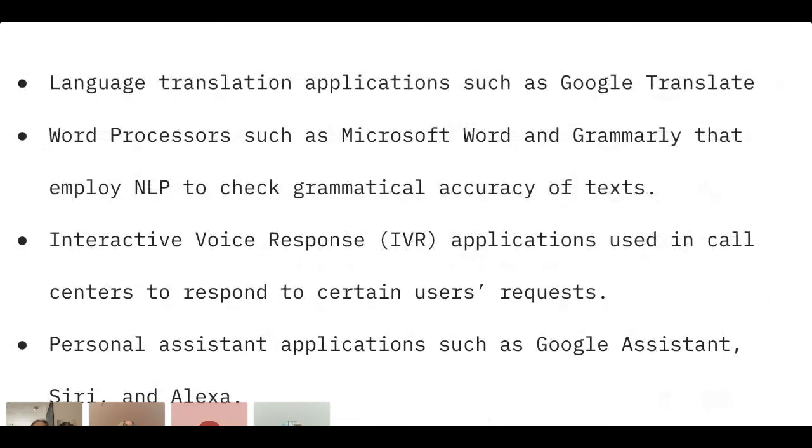When we're thinking about natural language processing, some example use cases would be things like Google Translate, word processors such as Grammarly or Microsoft Word when you're doing your spelling and grammar checks, and interactive voice response applications. If you've ever called your bank and gone through the call center responses to reach certain departments or get certain information, that's an example. And then personal assistant applications such as Google Assistant, Siri, and Alexa.